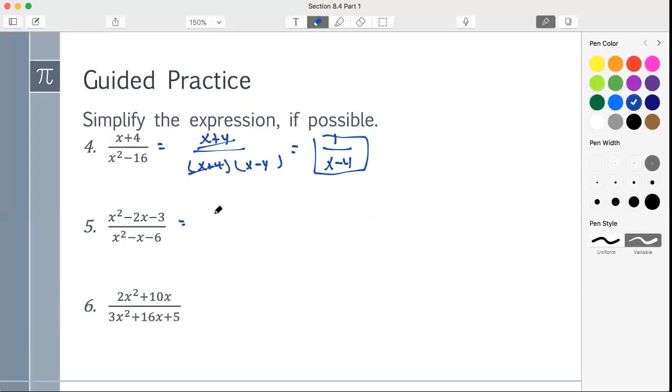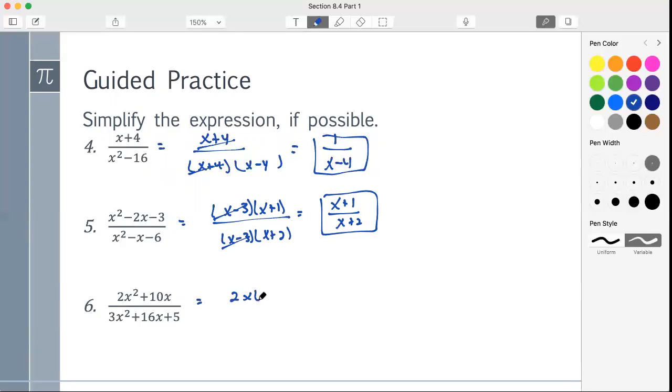All right, number 5. The numerator factors to x minus 3 times x plus 1. The denominator factors to x minus 3 times x plus 2. X minus 3 is canceled, so we're left with x plus 1 over x plus 2. And that's it. Number 6, we factor the numerator. We have 2x times x plus 5 over the quantity 3x plus 1 times the quantity x plus 5. X plus 5 is canceled, and you're left with 2x over 3x plus 1. And that's it for that one.